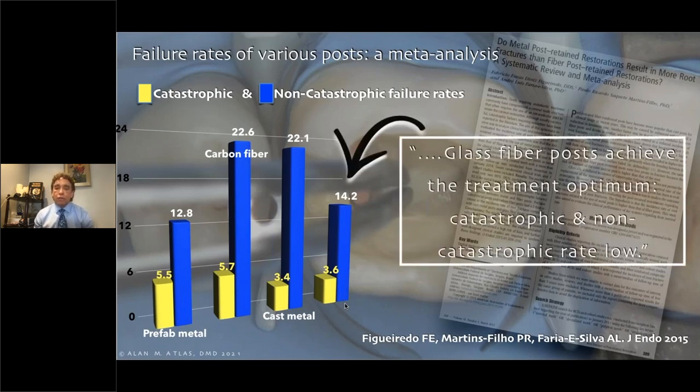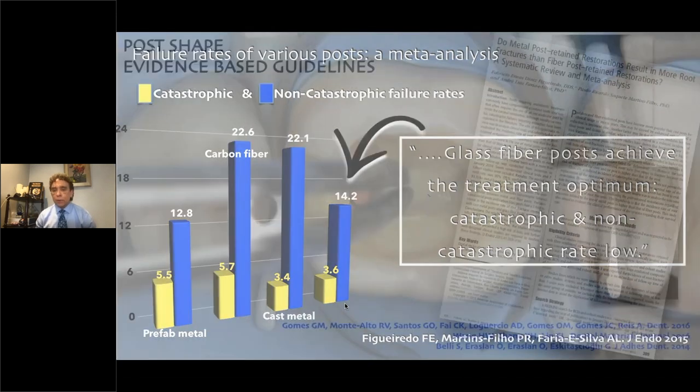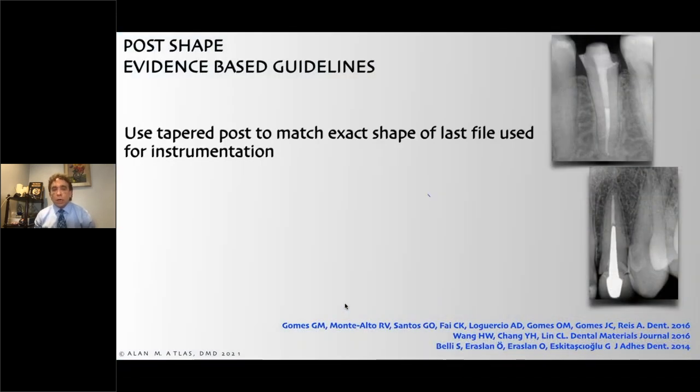So the glass fiber post achieved the optimum catastrophic and non-catastrophic failure, probably because of its low modulus of elasticity, but the cast metal was the most surprising. So when I look at post-shaped evidence guidelines, and we can compare fiber post to metal post, you want to use a tapered post, and that's the reason why the fiber post and the cast metal post had the least amount of catastrophic failures. It matches the anatomy of the canal.